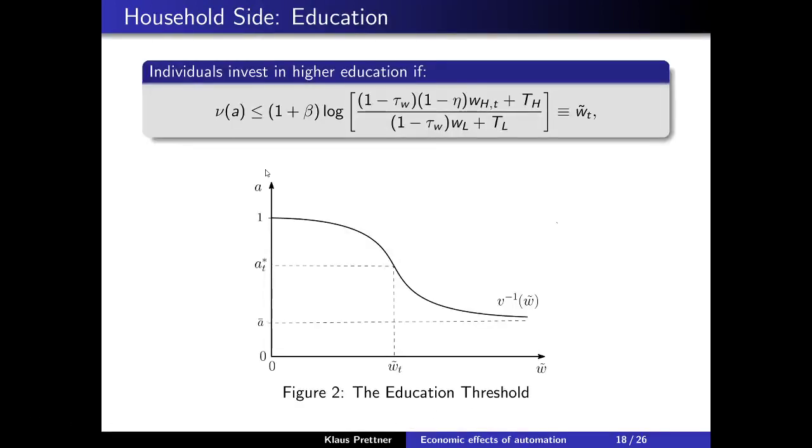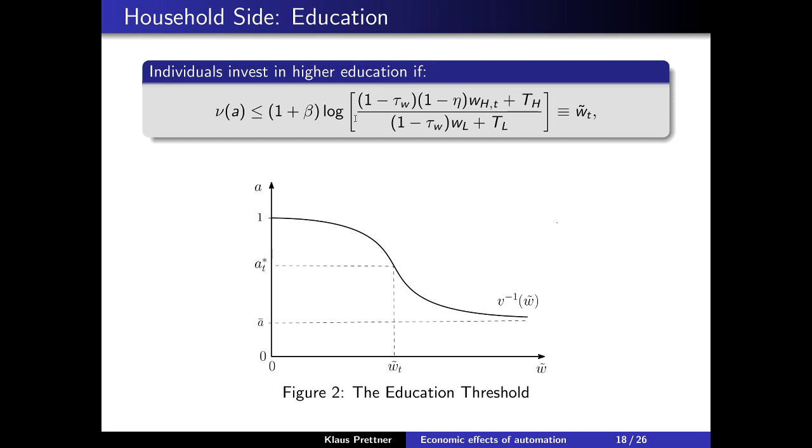Then we have the second decision of whether or not to upgrade the skills. And this decision is made by comparing the utility level that a person can achieve without a college degree with the utility level that a person can achieve with the college degree. And that pins down to comparing the disutility that is connected to effort to obtain a college degree with the skill premium in terms of utility.